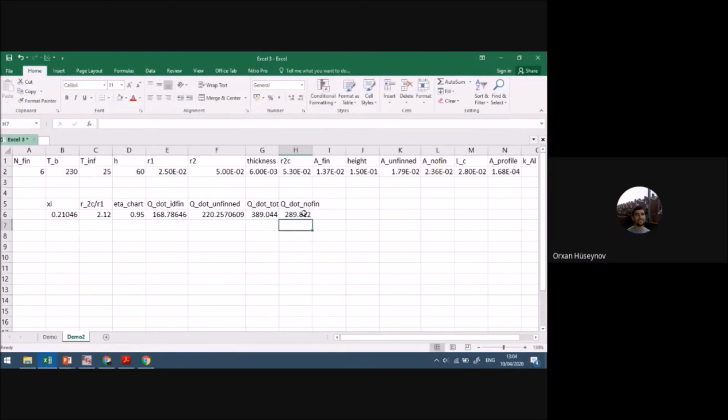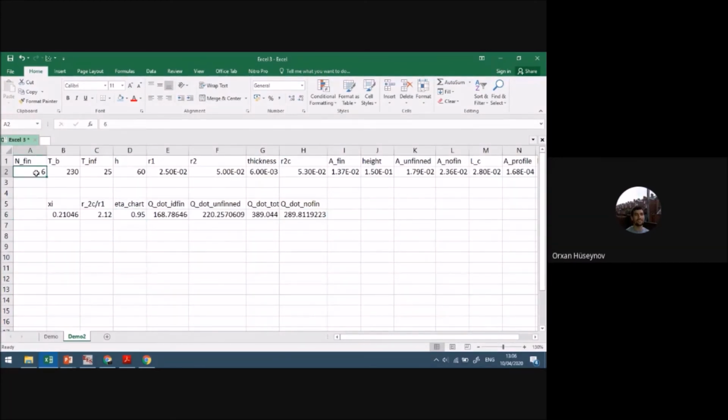Okay, so you have this amount of heat transfer. But this is with the fins and this is without the fins. You see you have 100 watts more heat transfer when we are using the fins. So if you increase the number of fins, let's make it 10, this one is not affected. Okay, so the problem is this one is ideal fin. It should be real fin. So therefore this part is wrong. I should erase that part again.